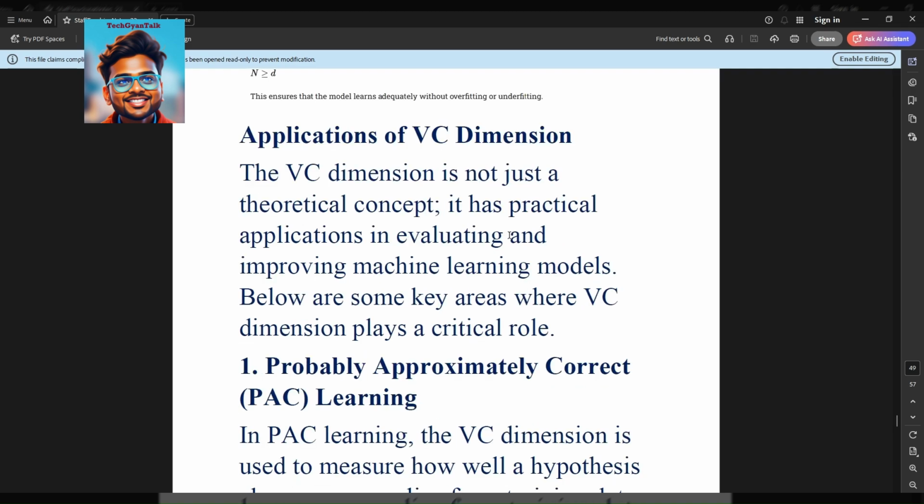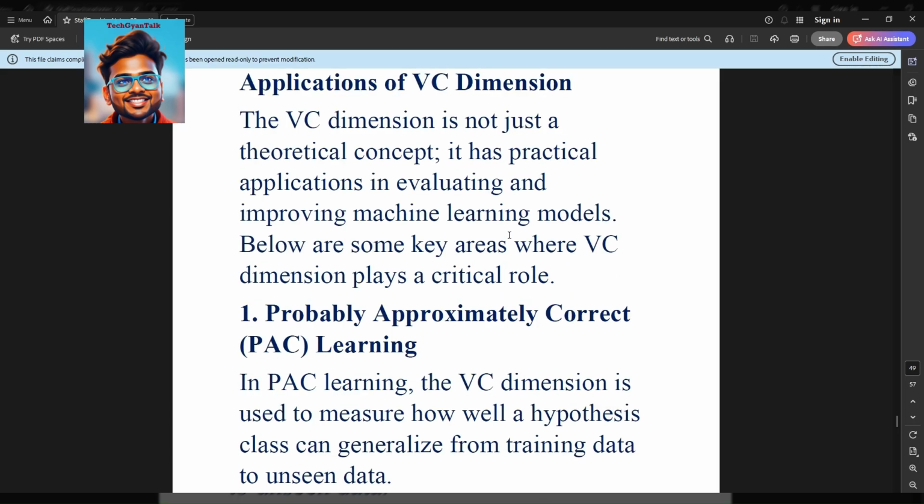Applications of VC dimension. The VC dimension is not just a theoretical concept. It has practical application in evaluating and improving machine learning models. Below are some key areas where VC dimension plays a critical role, like the probably approximately correct, PAC learning.